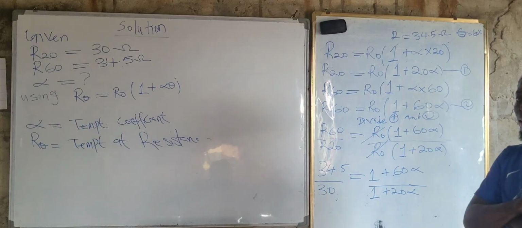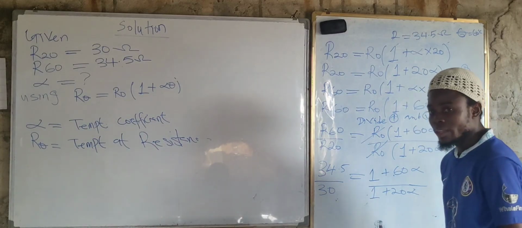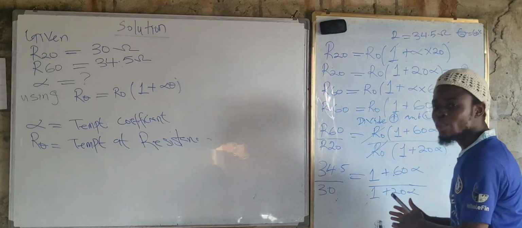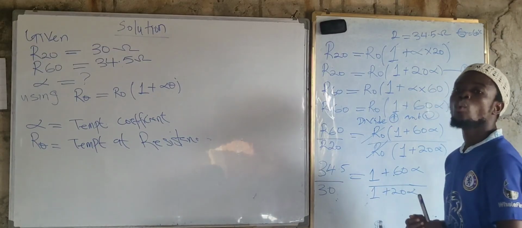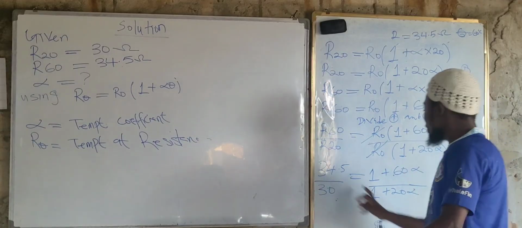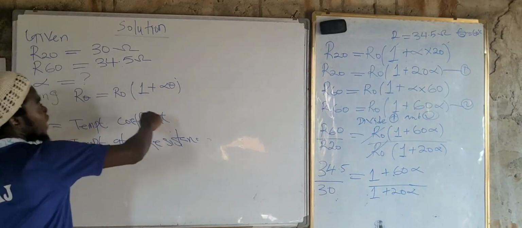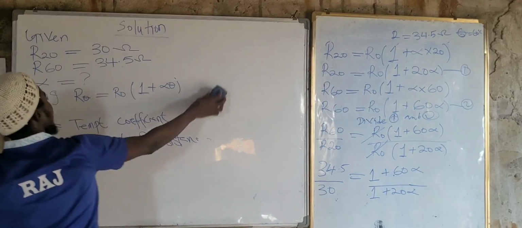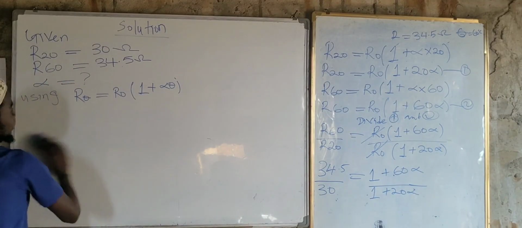So the concept here: we have two fractions, and the sign between them is an equal sign, right? What do we do now? Cross multiply. Are you getting the concept now, sir? Simple and straightforward, right? Good.